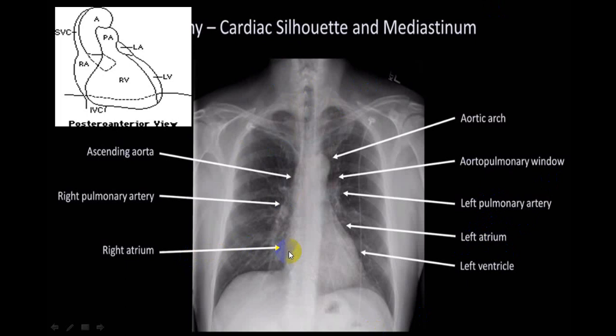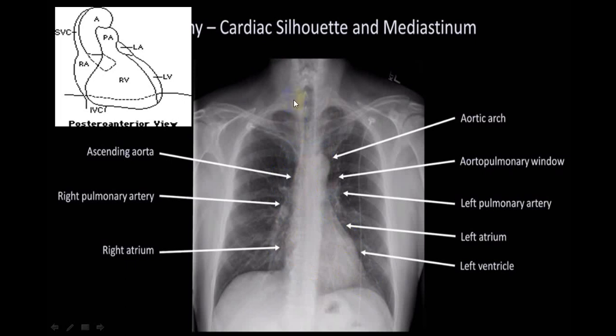On the right side: right atrium, right pulmonary artery and ascending aorta. On the left side: aortic knuckle, the AP window, aortopulmonary window, and in that area you will see the left pulmonary artery branch. Then below that, left atrium and left ventricle. So these are the cardiac silhouette borders.